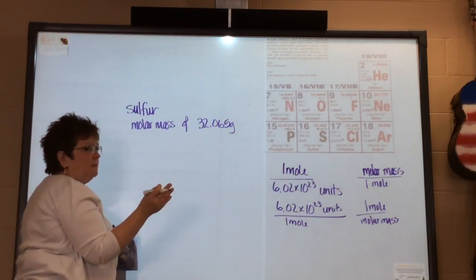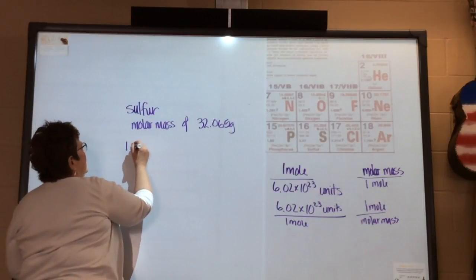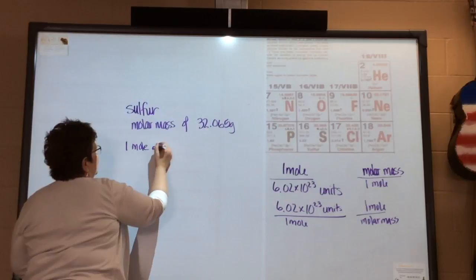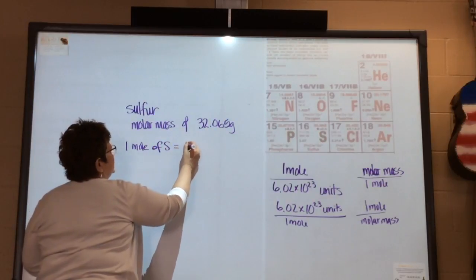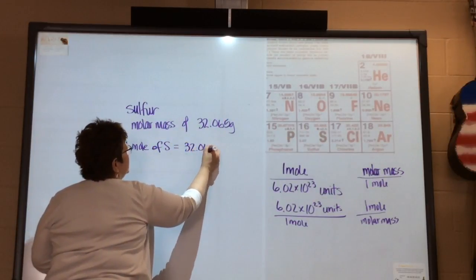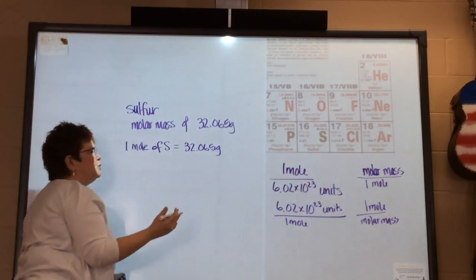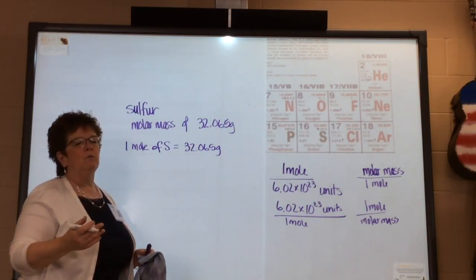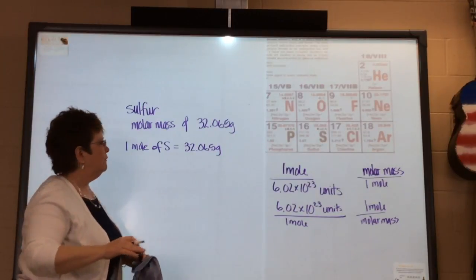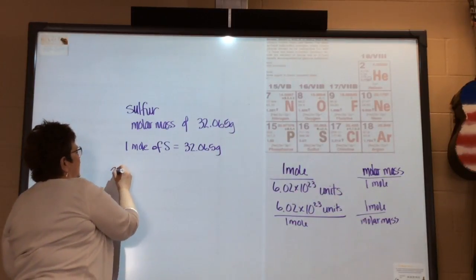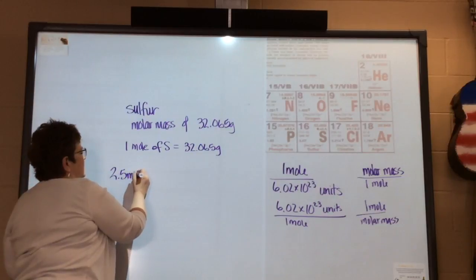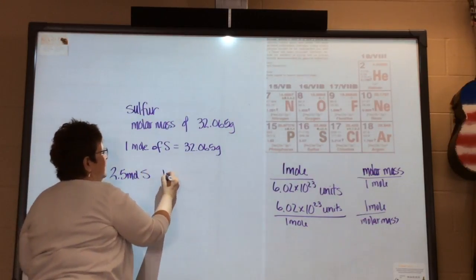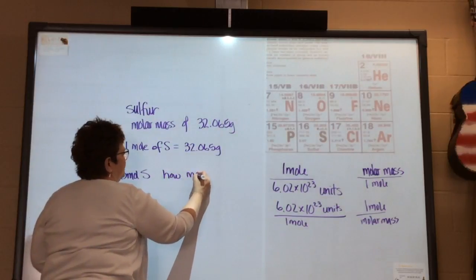So, what does this mean? It means 1 mole of sulfur equals 32.065 grams. Now I'm going to use this as a conversion. Suppose I said, we're going to try and do a few more moles. I want you to figure out 2.5 moles. If I have 2.5 moles of sulfur, how many grams do I get?